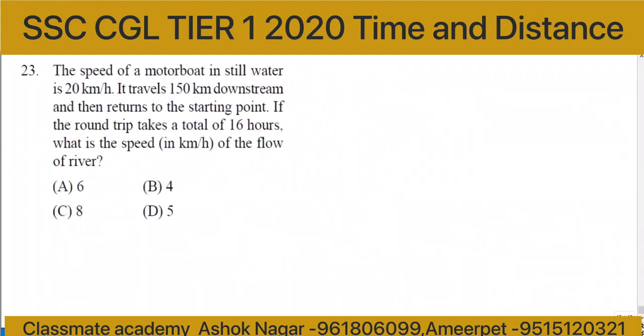The speed of a motorboat in still water is 20 km per hour. If it travels 150 km downstream and returns to the starting point, and the round trip takes a total of 16 hours, what is the speed of the flow of the river? You need to find out y. 150 kilometers downstream, which is 20 plus y. 150 kilometers upstream, which is 20 minus y. How many hours? 16 hours. What is the flow of the river?